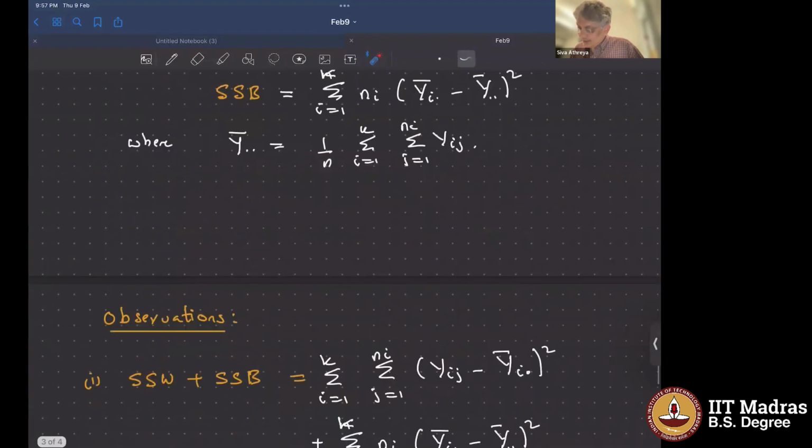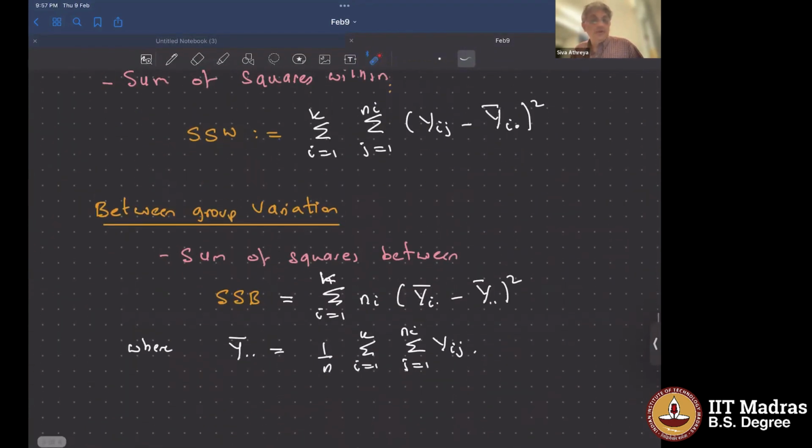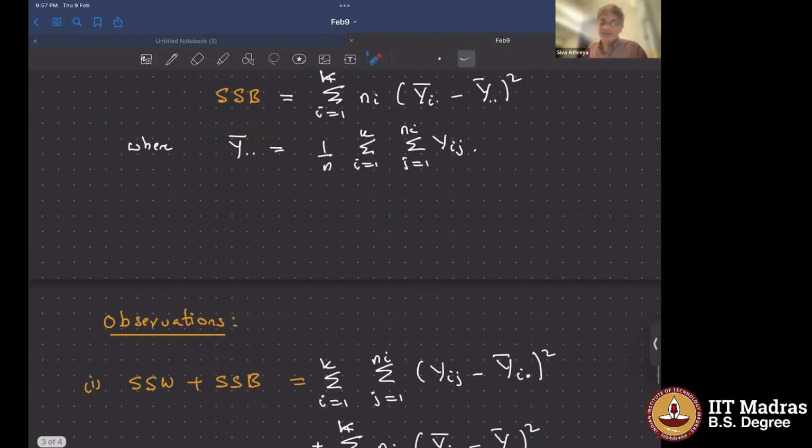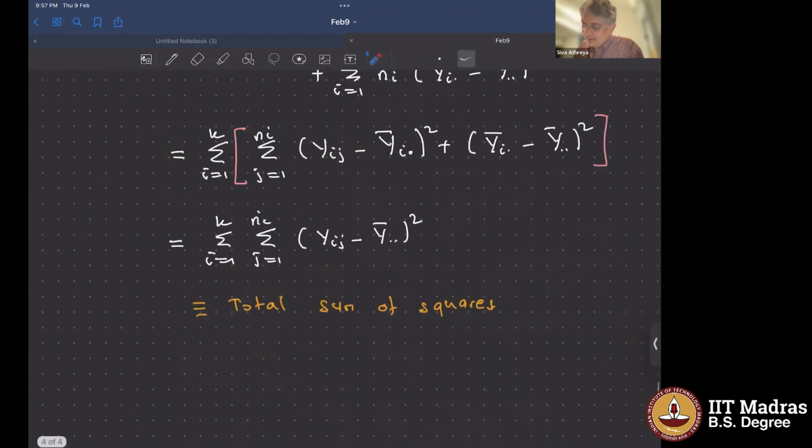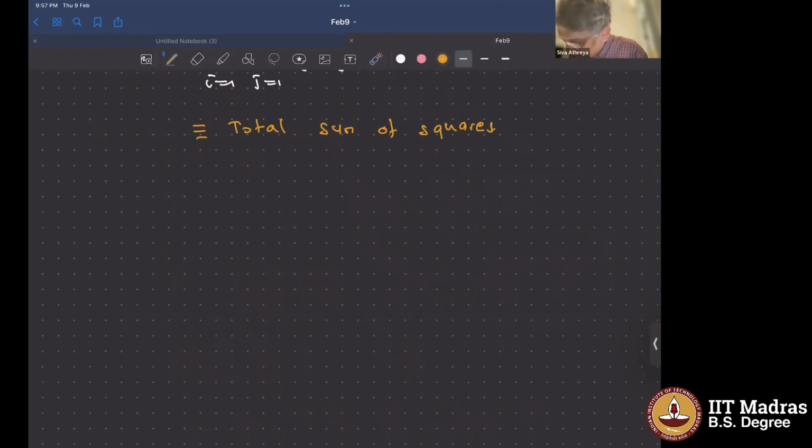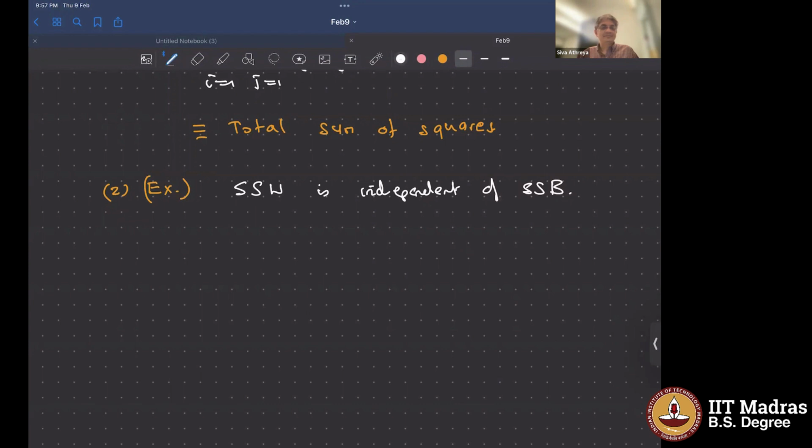So if you look at the sum of squares within and sum of squares between, you can actually show, using standard methods, that the sum of squares within is independent of the sum of squares between. This is a nice observation you can check. I will leave it as an exercise. I will not show it in this class. If you have not seen it before, just send me an email and we can cover it in the next class. But as of now, we will leave it at this point.